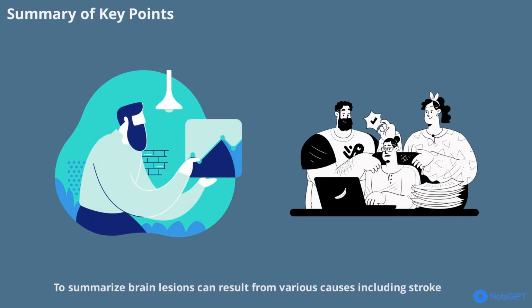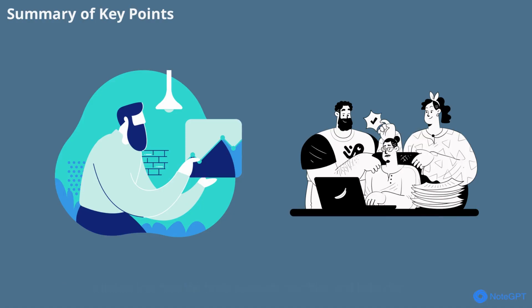To summarize, brain lesions can result from various causes, including stroke, injury, and disease. They disrupt neural processing and provide a unique window into how the brain supports cognition and behavior. Lesion studies have revolutionized neuroscience, revealing the distributed nature of cognitive functions and the importance of networks over single centers.